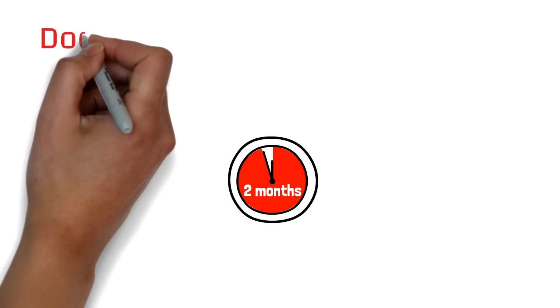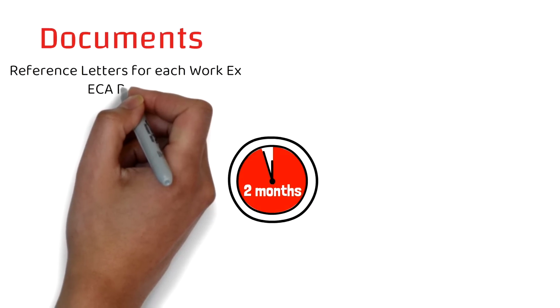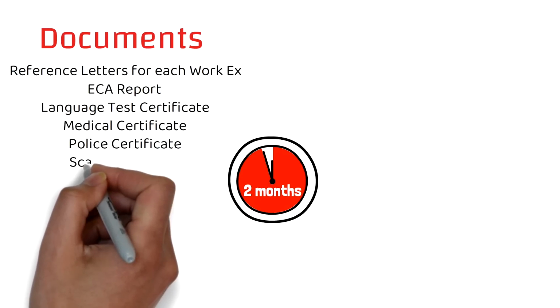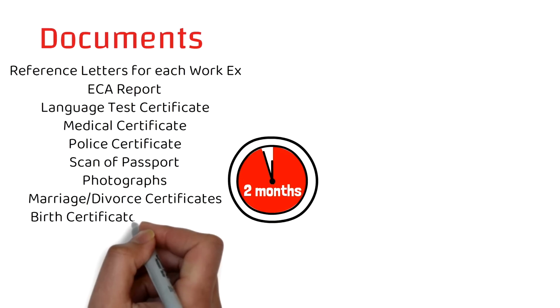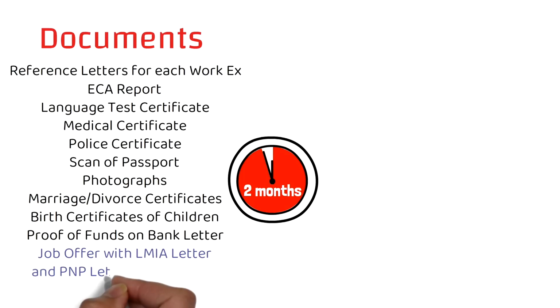So I would say this is a very crucial stage. You have won half the battle when you got the ITA, but you cannot afford to do any mistakes at this point of time. Which all documents are required? The reference letters for each work experience, then the ECA report, language test certificate, medical certificate, police certificate, scan of passport, photographs, marriage or divorce certificates, birth certificate of children, proof of funds on bank letter, and job offer with LMI letter and PNP letter if it applies to you.